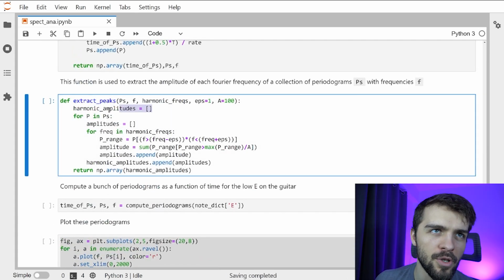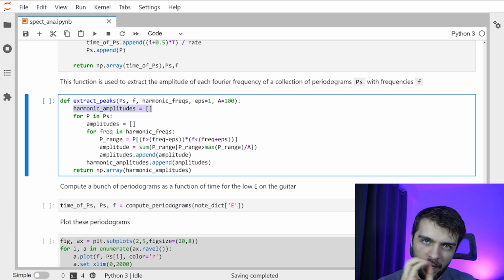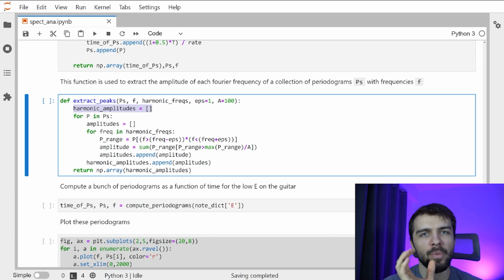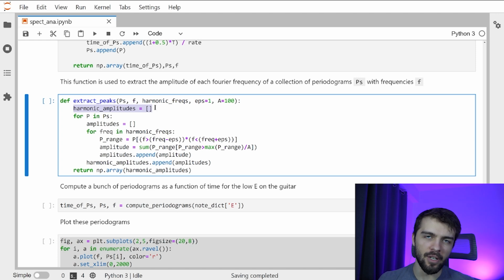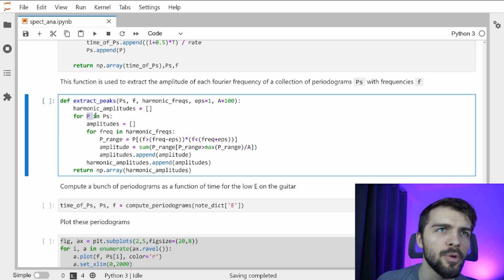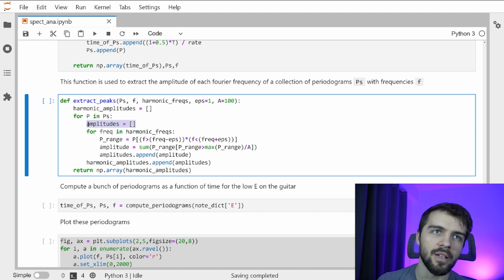So what I do is, first I create an array of my harmonic amplitudes, right? So this gives the amplitude of a harmonic. So what this is going to be is, for each periodogram that I feed in of my list of periodograms, I want an amplitude of all 10 of my harmonics, right? If I'm going for 10 harmonic frequencies. And so I loop through all my periodograms, and these are the amplitudes of each harmonic at that frequency. And I loop through all my harmonic frequencies.